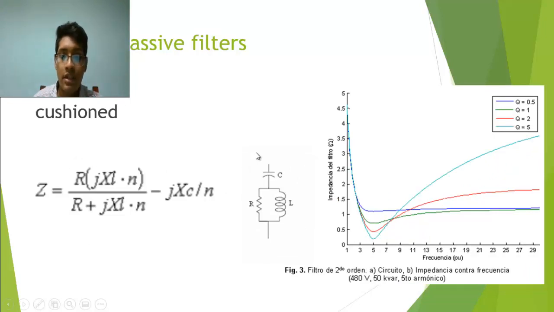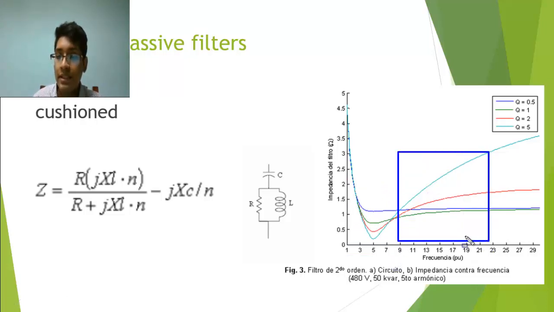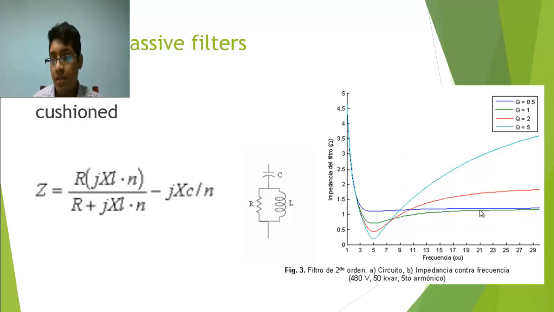The cushioned filter, a parallel of an inductance and a resistor in series with a capacitor. This is programmed for the 5th harmonic. We can observe that the impedance now has a limit.